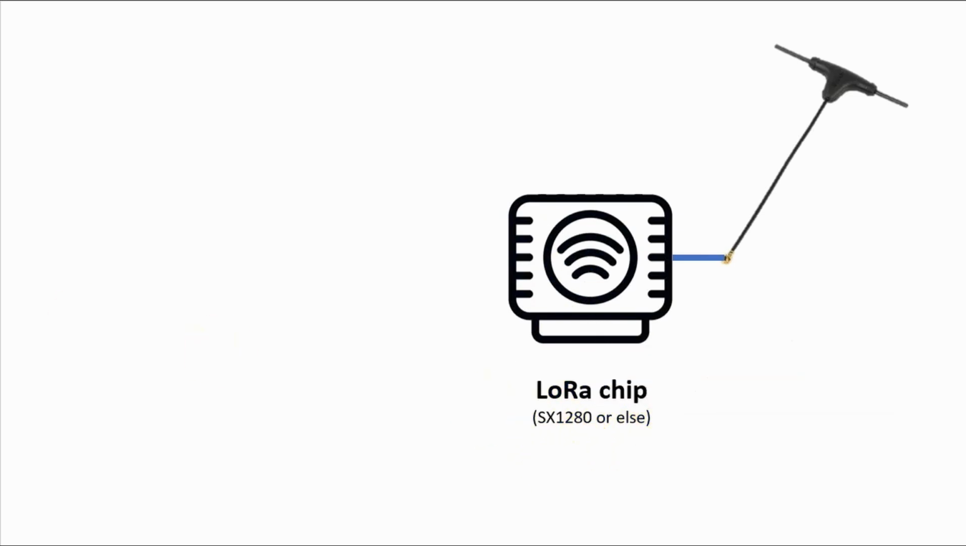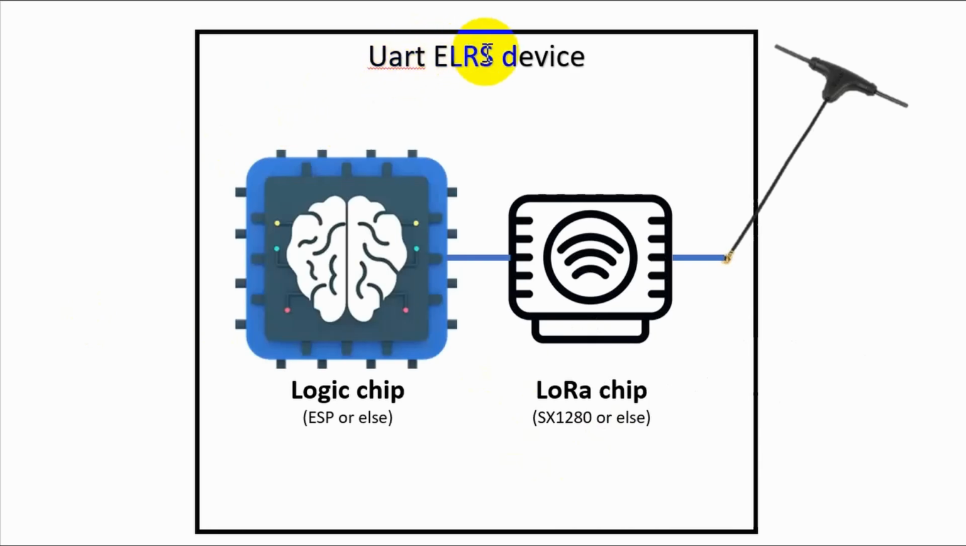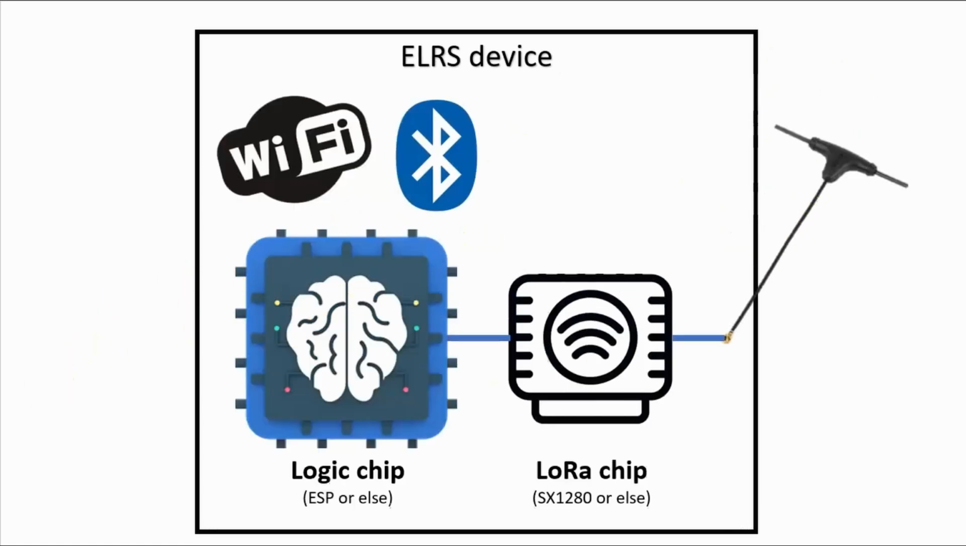Next, for UART ELRS, we need a chip that will form the data packets that will be transmitted, or handle received data packets. It was decided to use an ESP chip, typically, or some other chip. And the interesting fact is that the selected ESP chip usually has Wi-Fi and Bluetooth on board, which is a very good bonus. What does it give us? We'll check a bit later.